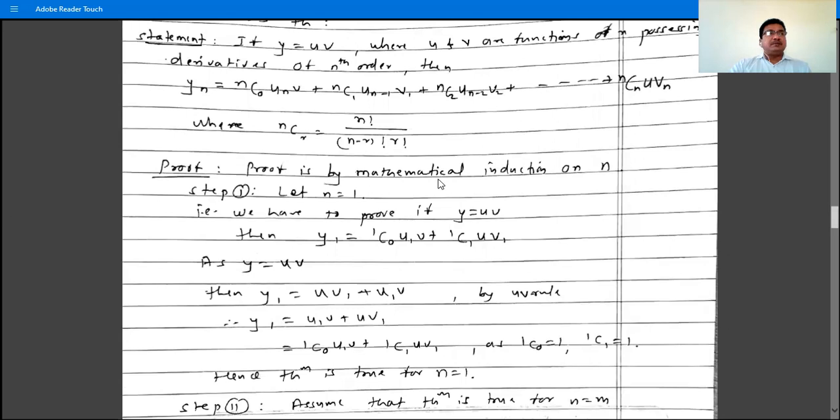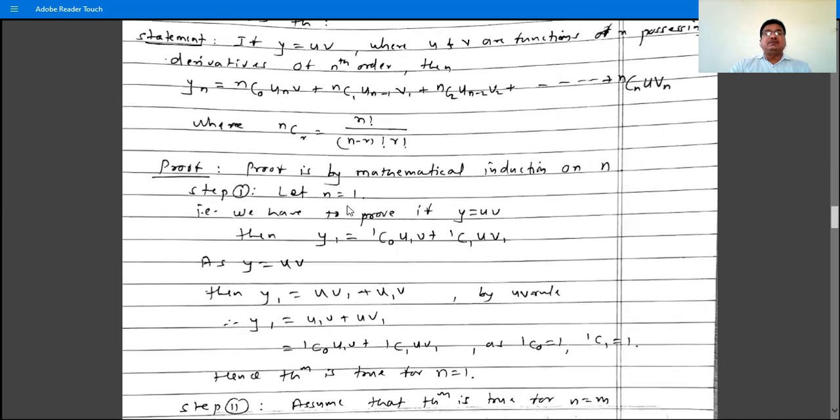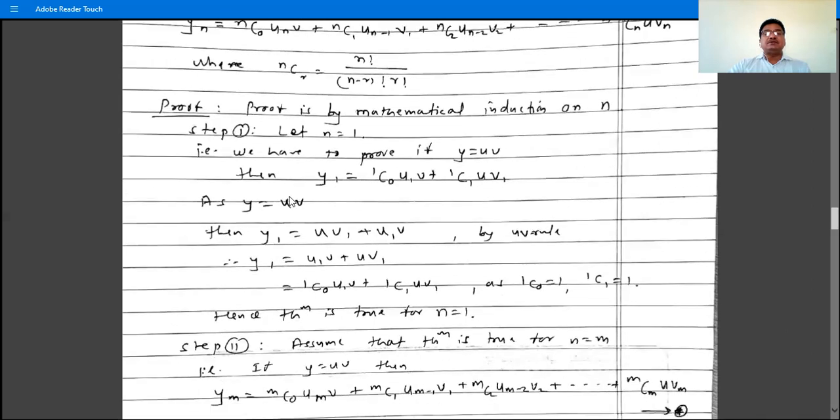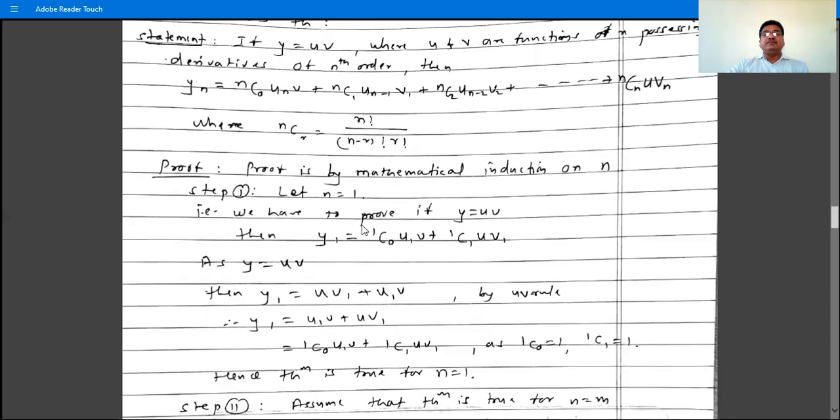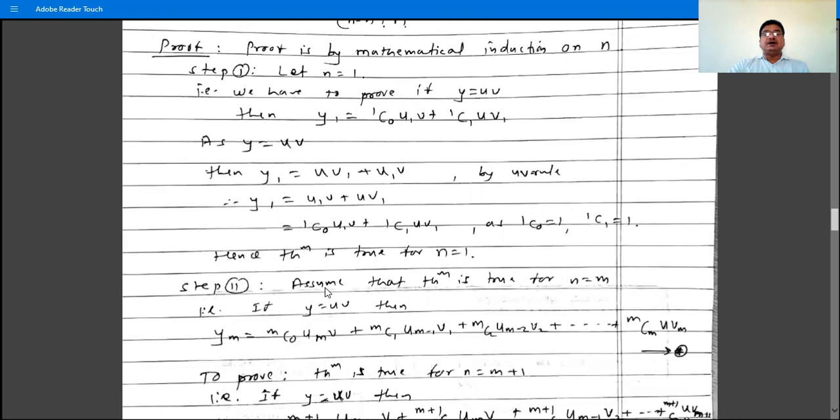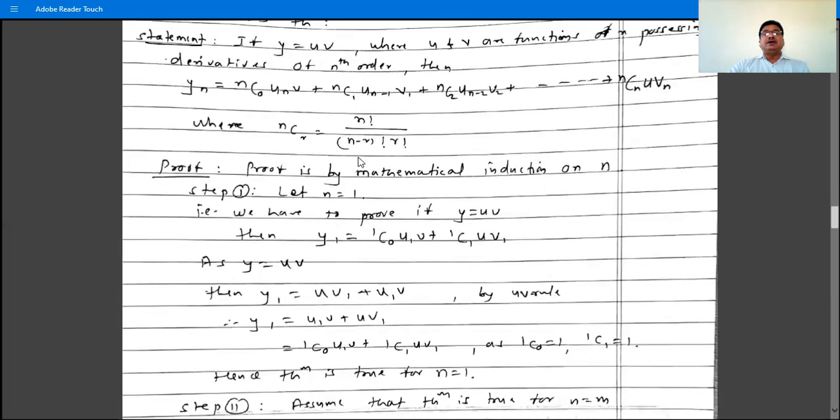The proof is by mathematical induction on n. Step first. We know that in the method of mathematical induction, the proof is given in two steps. The first step is to prove the result or theorem for n is equal to 1 or 2 or 3. And in the second step, assume the result is true for n is equal to m or k, and prove that the result is true for n is equal to m plus 1.